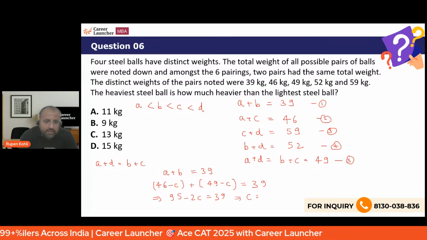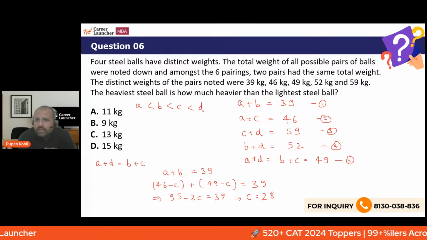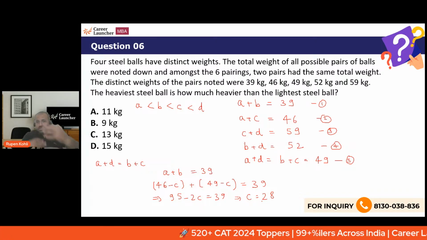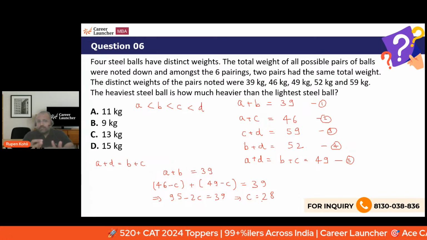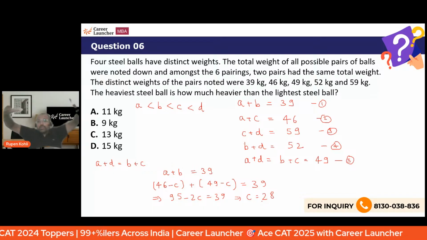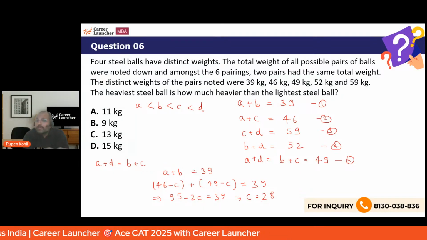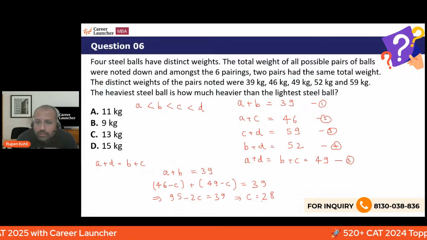95 minus 39 will be 56. So 2C is 56. C has come to be 28. Perfect. So now it's just solving the equations, right? But the framing process of these equations and being able to understand which pair should be equal, A plus D equal to B plus C, and what value it should match up with. It should match up with 49 for sure. That was the core logic of the problem.